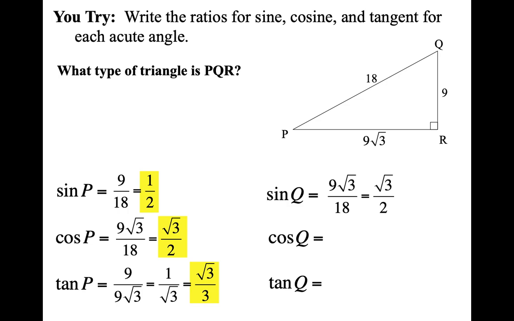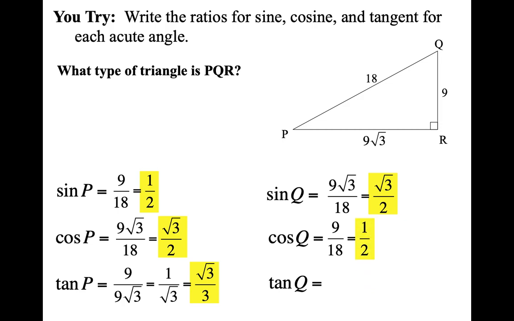We reduce to square root of 3 over 2, which, as you can see, is equal to the cosine of P. We know that P is 30 degrees. We know that Q is 60 degrees. We can see that those are complementary. Cosine of Q, we have adjacent over hypotenuse, so that's going to be 9 over 18, which reduces to 1/2.